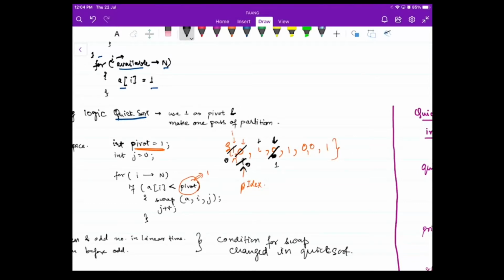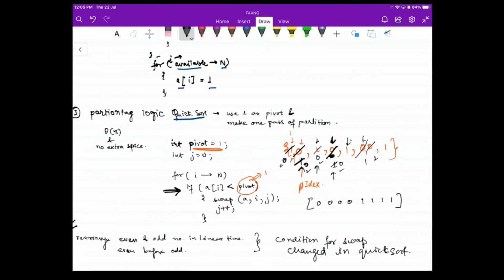Now i again moves and we have incremented the pivot index. Again we found 0, which is less than 1, so here again we swapped it and incremented. Again we got 0 and swapped it. Now you can see our whole array is sorted. We got four 0s here and then four 1s. And you can see we just used this condition to sort the whole thing. This is called a partial logic quicksort.